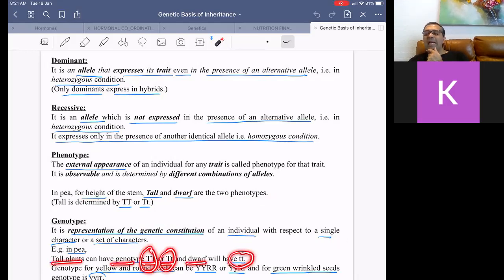So what are capital T capital T or capital T small t? Genotype. And what do they form? A tall plant, which is the phenotype. What is small t small t? Genotype. And it forms a dwarf plant, which is the visible appearance, the phenotype.